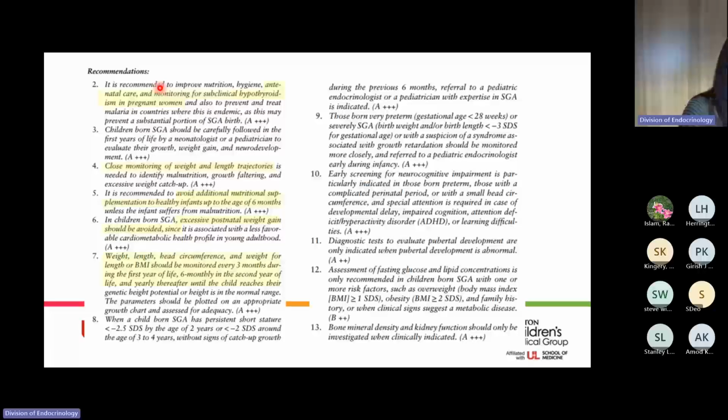And then typically we'll see them just to measure weight and length and head circumference every 3 months during that first year of life, every 6 months in the second year of life, and then every year until they complete their growth. And typically when we see poor catch-up growth by age 2, meaning that they are still below -2.5 standard deviations, that's when these patients should be referred to a pediatric endocrinologist. I think it's also the job of general pediatricians just to do early screening for cognitive impairment.